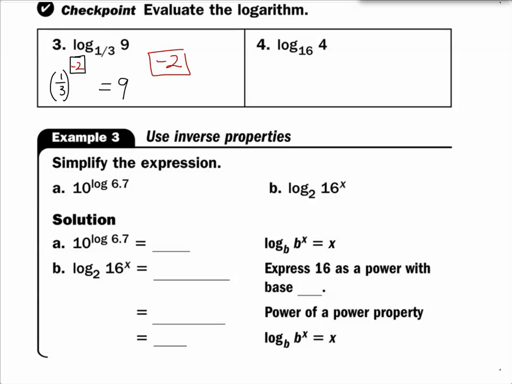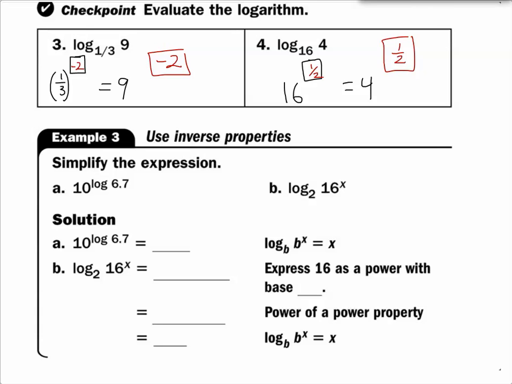All right, so for number 3, the first one on this checkpoint, you have to ask yourself, 1/3 to the what power equals 9? And that magic number is -2. So the answer for number 3 is -2. I'll come back in just a second with answer number 4. And here for number 4, you have to ask yourself, 16 to the what power is 4? And that's 1/2 because it's the square root of 16 to get to 4. So the answer is 1/2.